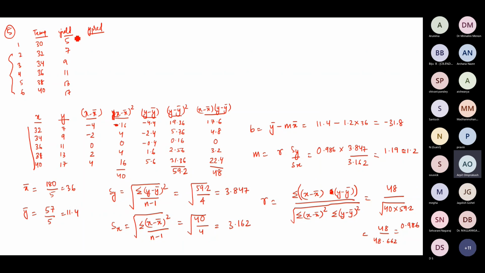Now, to get y predicted, the equation becomes y is equal to 1.2x minus 31.8. Instead of x, we'll substitute 30. So it will be 30 into 1.2 minus 31.8.